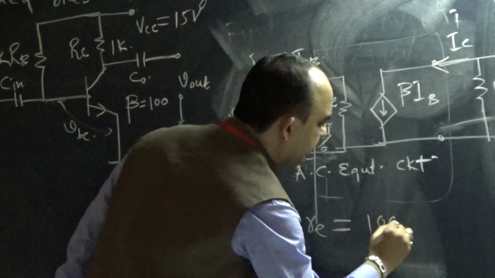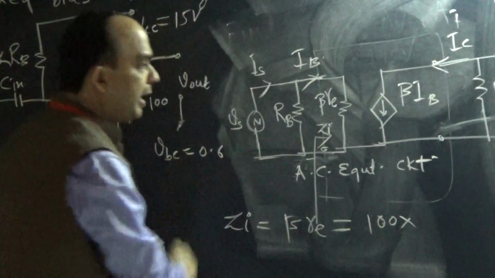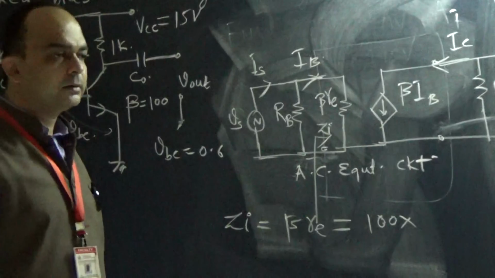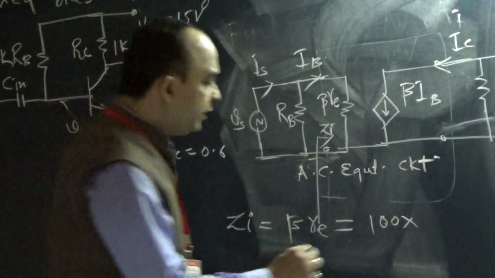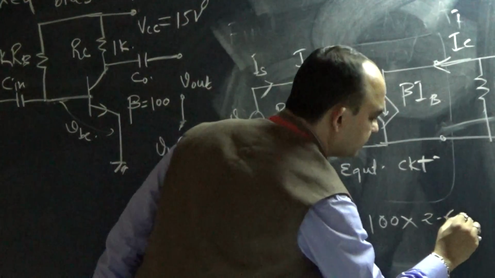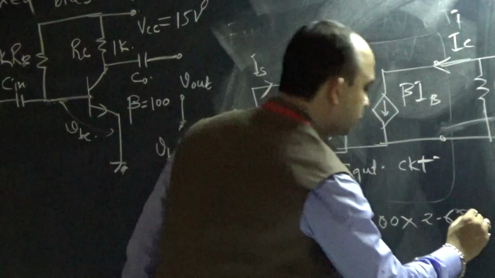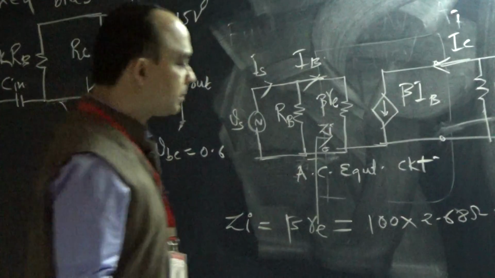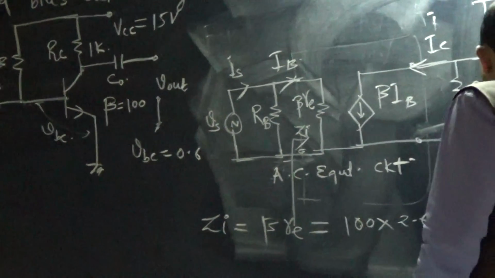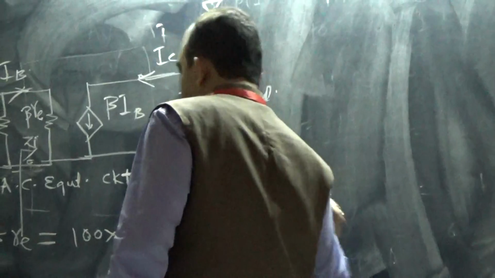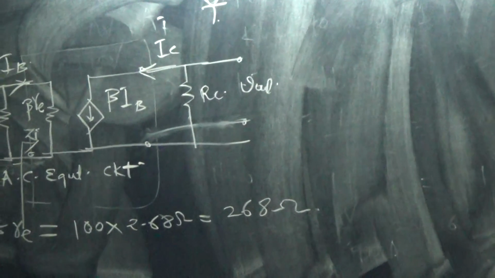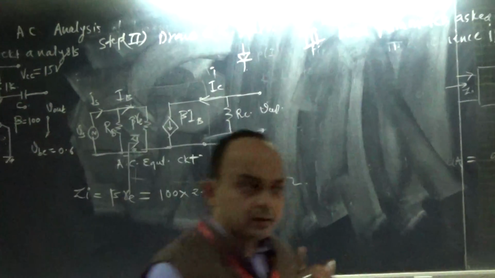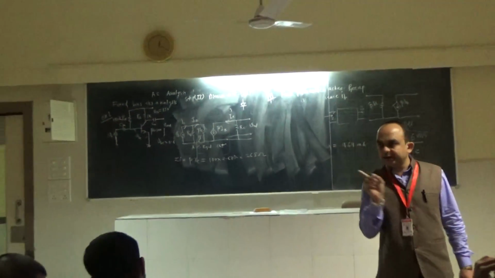That is 100 times re. How much we have found out re? Can anybody tell me? 2.68 ohms. So how much does it come out to be? Zi comes out to be 268 ohms. Is there any doubt in Zi at the level of the BJT? Zi, the resistance offered at the BJT terminal.